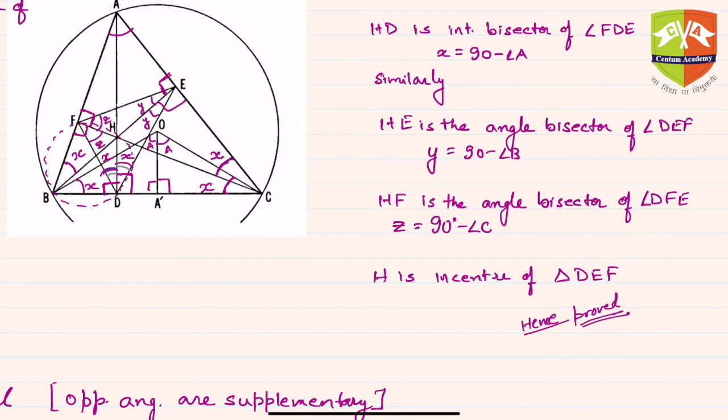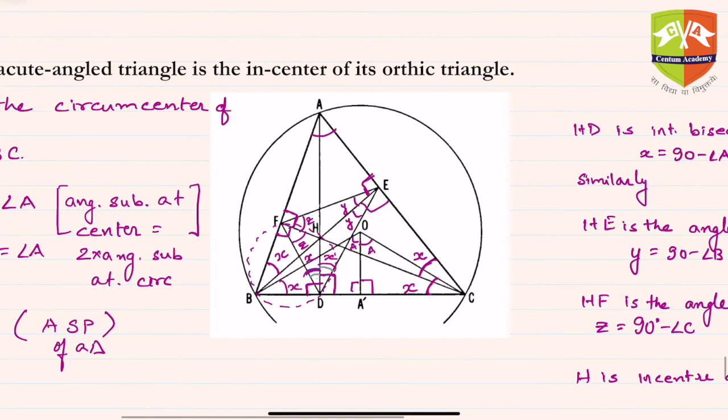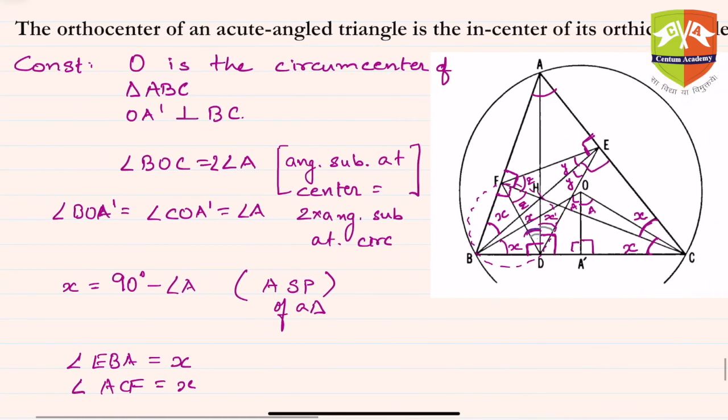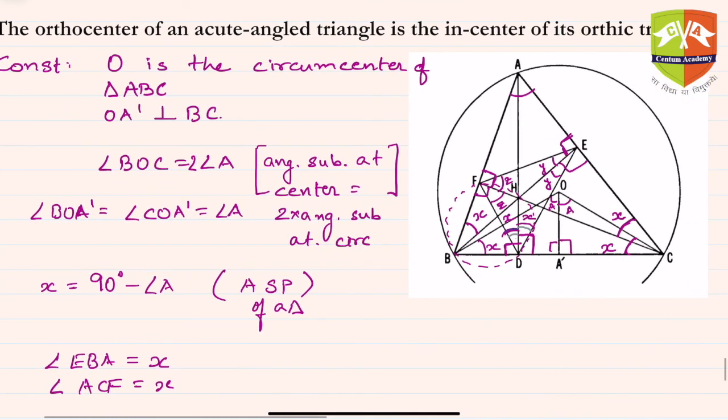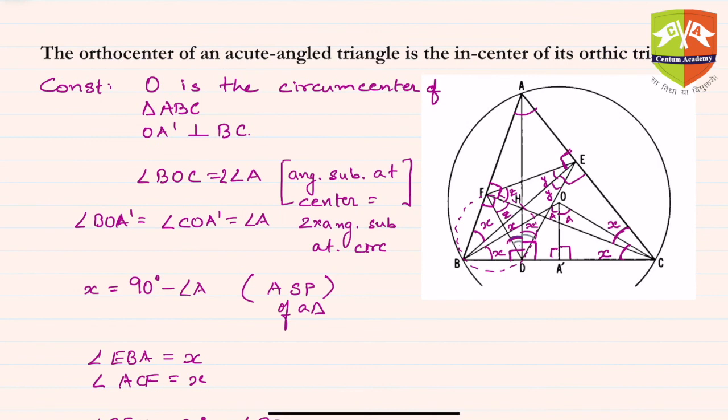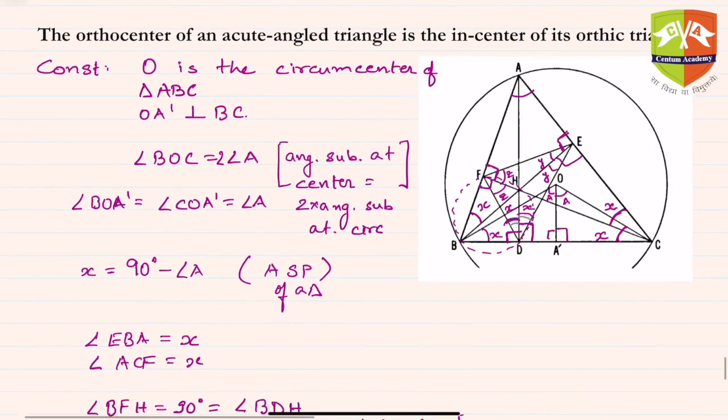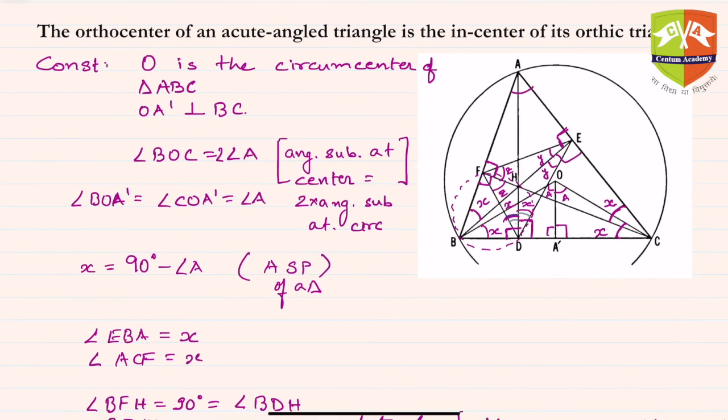Hence proved, isn't it? So what did we prove? We proved that the orthocenter of an acute angle triangle is the incenter of its orthic triangle. So you can pause this video at times where you do not understand the logic, understand it, and then proceed. Okay, thank you.